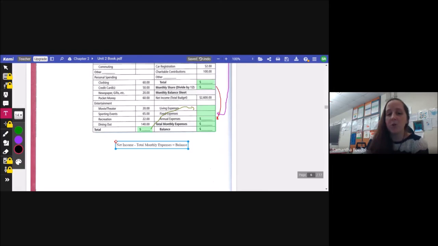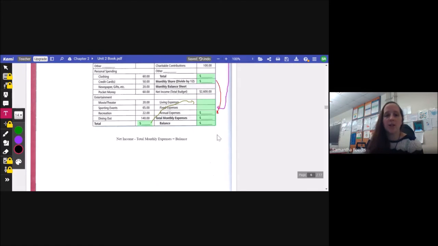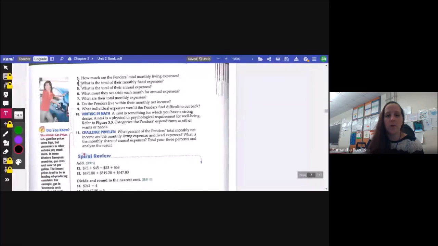If you have a negative amount, you spent too much money. You're living above your means. If you have a positive amount, then you're good to go. You have money left over. So you're going to answer questions 3, 4, 5, 6, 7, 8, and 9.